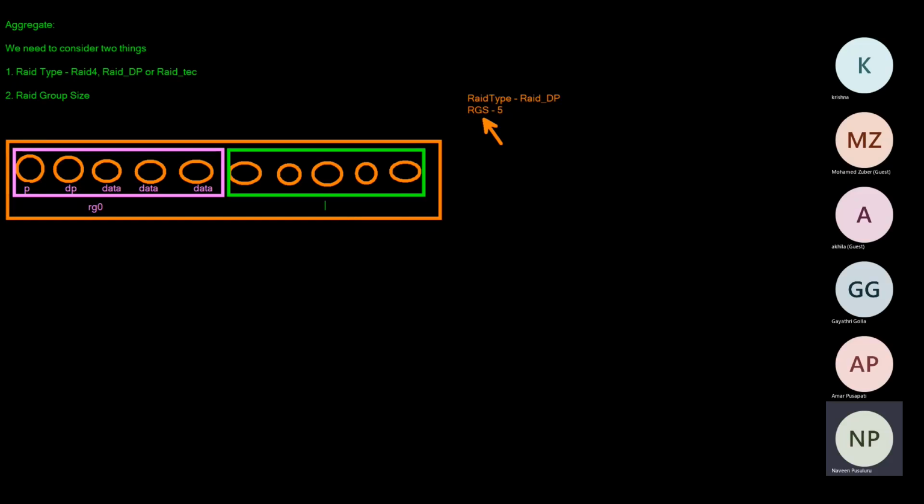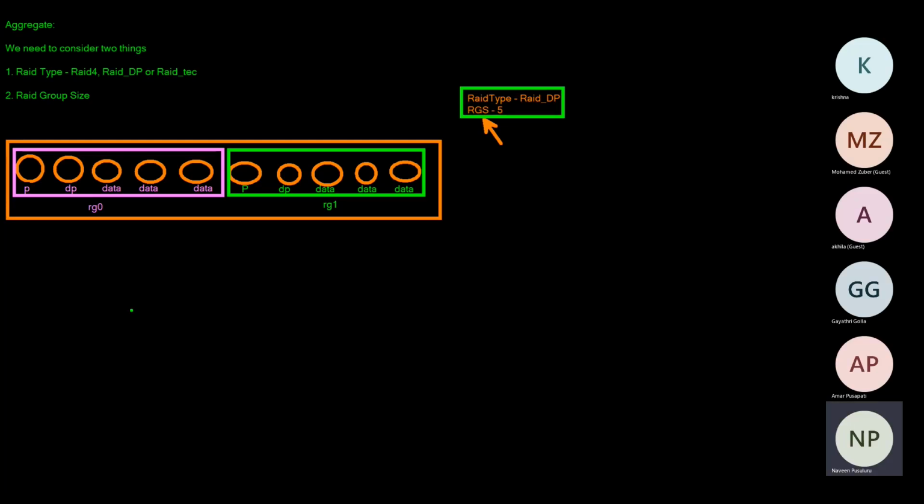It will name the write group as RG1, and in this write group also we'll have parity, D parity, data, data, and data. So this is how the aggregate will be created if you proceed with write type write DP and write group size 5.